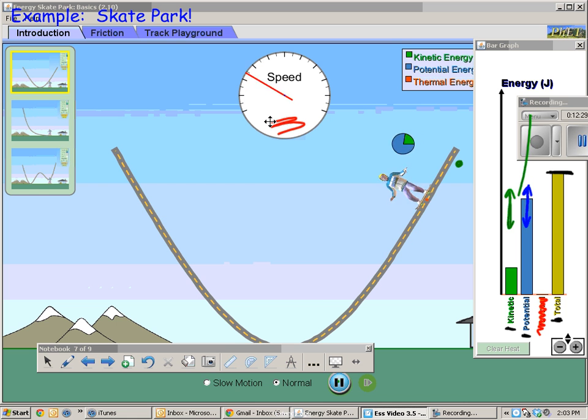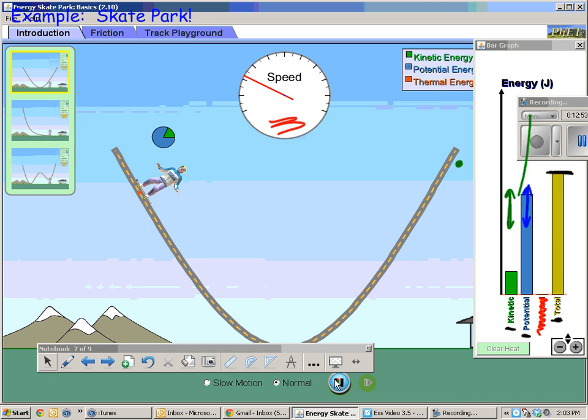Okay, and so that's all that's happening, is as he goes down the hill, he loses height, he loses potential energy, but he gains velocity and gains kinetic energy. And then going up the hill, it's the opposite. Okay, but the total stays the same. Cool. I think that's it for that slide.